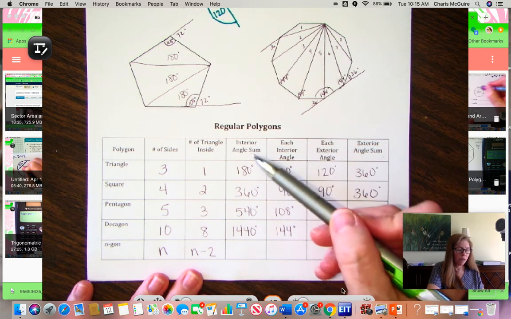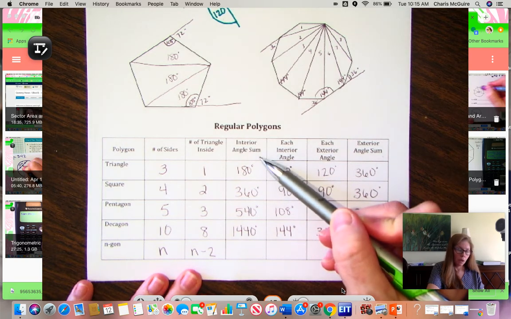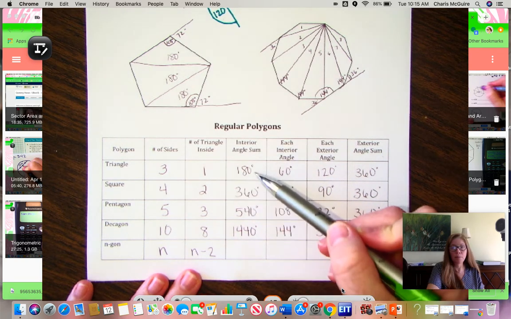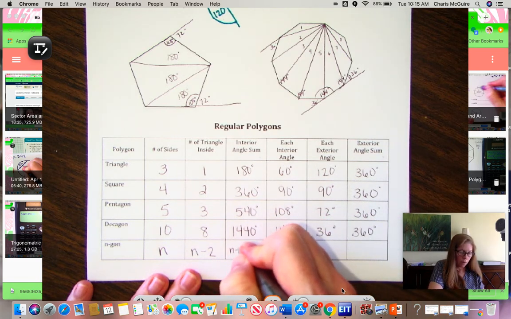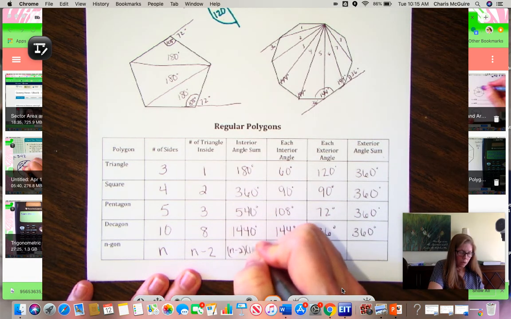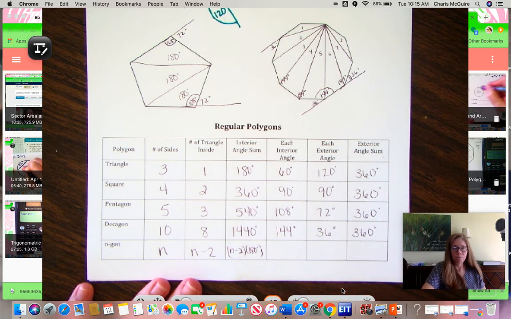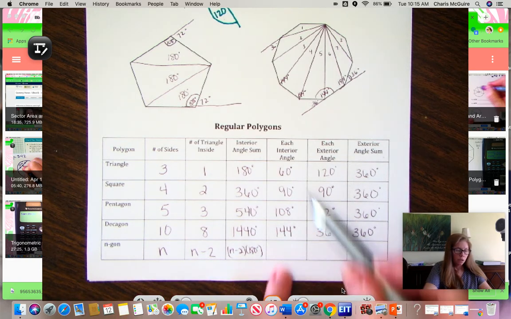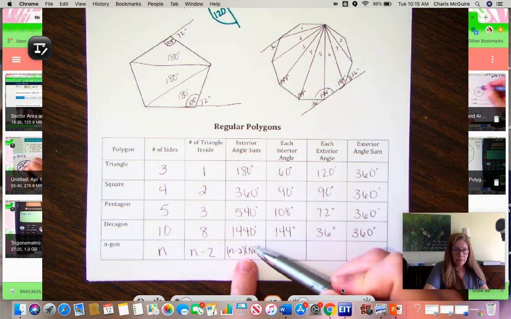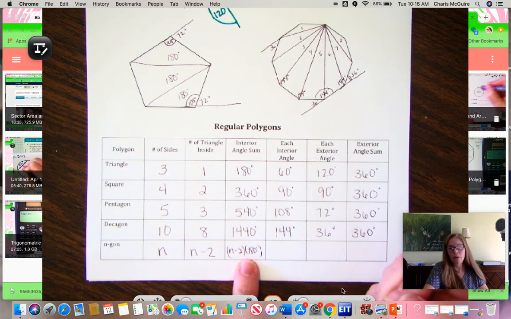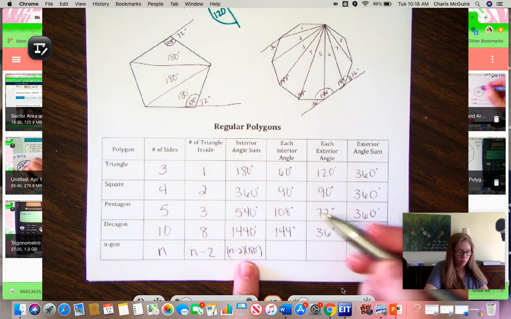Now, to find the interior angle sum, we did the number of triangles times 180. So that's what we're going to put here: n minus 2 times 180 degrees. All right. To get each interior angle, we're going to take this sum and divide it by the number of sides, or the number of angles, because they're both the same.